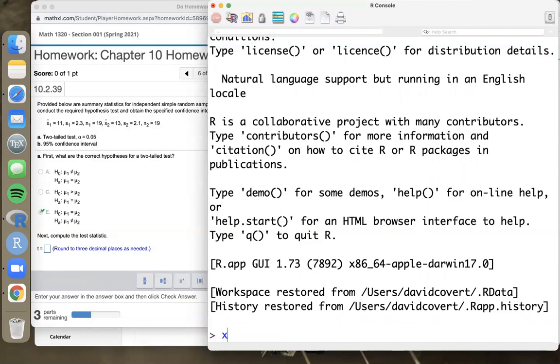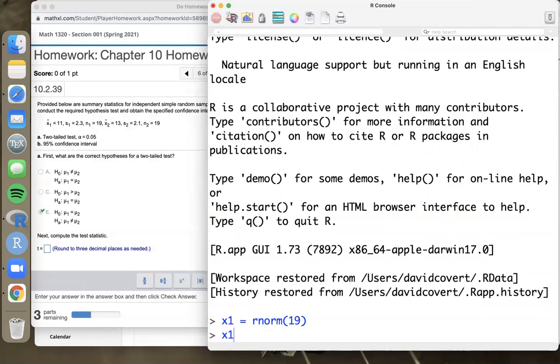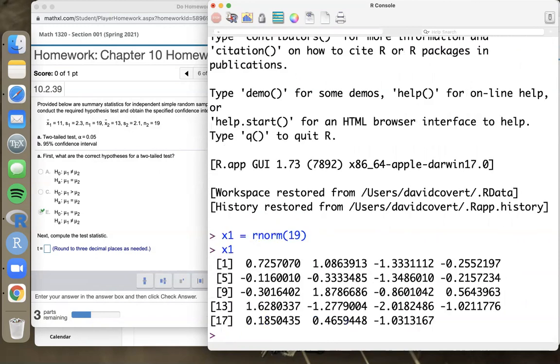So the first thing that we're going to do is I'm going to define X to be rnorm of 19. And if you want to call it X1, we can. And that's because we have 19 data points. Whenever you use this rnorm function, this is a function that's going to give you 19 data points that are going to be randomly selected from a standard normal distribution, meaning that their mean is 0 and their standard deviation is 1. Okay, so these are just 19 random data points.